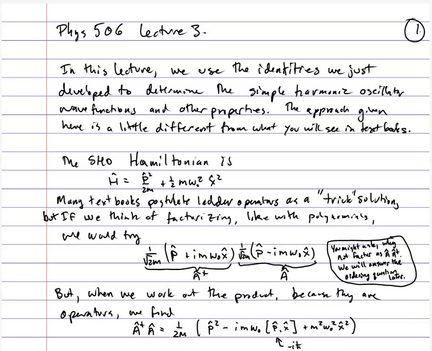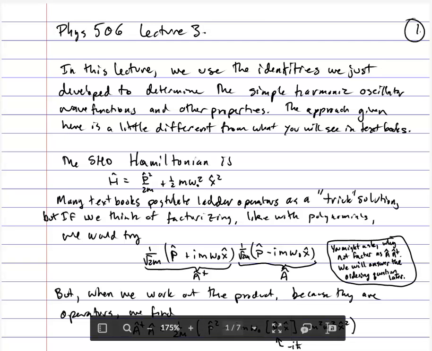Welcome to Lecture 3 of Physics 506. In this lecture, we're going to be focused primarily on the simple harmonic oscillator. We're going to show you how you get the energy eigenstates, the wave functions, and we're also going to look at uncertainty relations. The approach that we're going to give you here is a little bit different from what you've seen in textbooks, so please pay attention to how we do it here.